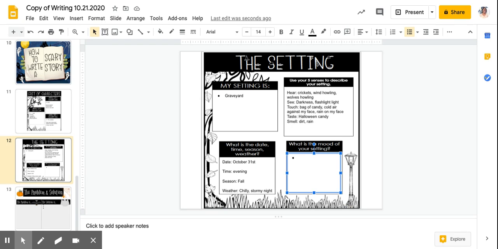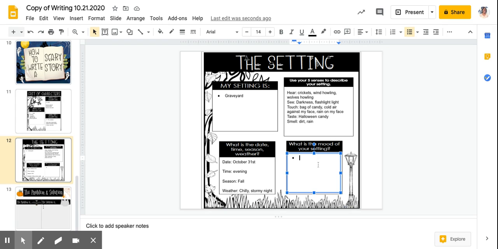So the date, of course it's Halloween. So you're definitely going to have candy. You're going to have costumes on. Maybe it's chilly like it usually is in October and on Halloween. It could be storming, raining. It could be sunshine. You could make it whatever you want. This is just an example.